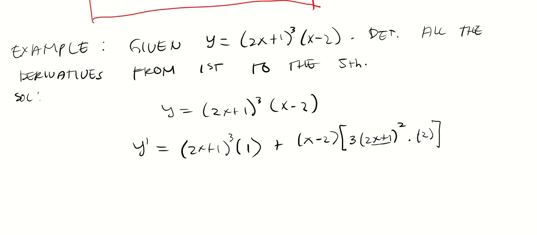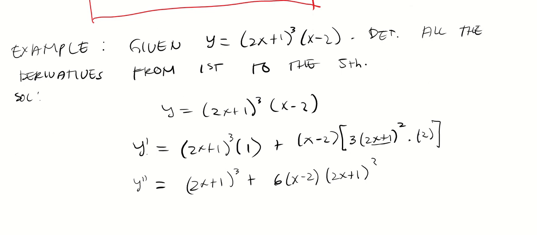So before we take the second order, we simplify this one first. So we have 2x plus 1 cubed plus, we have 2 times 3, so it should be equal to 6. X minus 2 times 2x plus 1 squared.